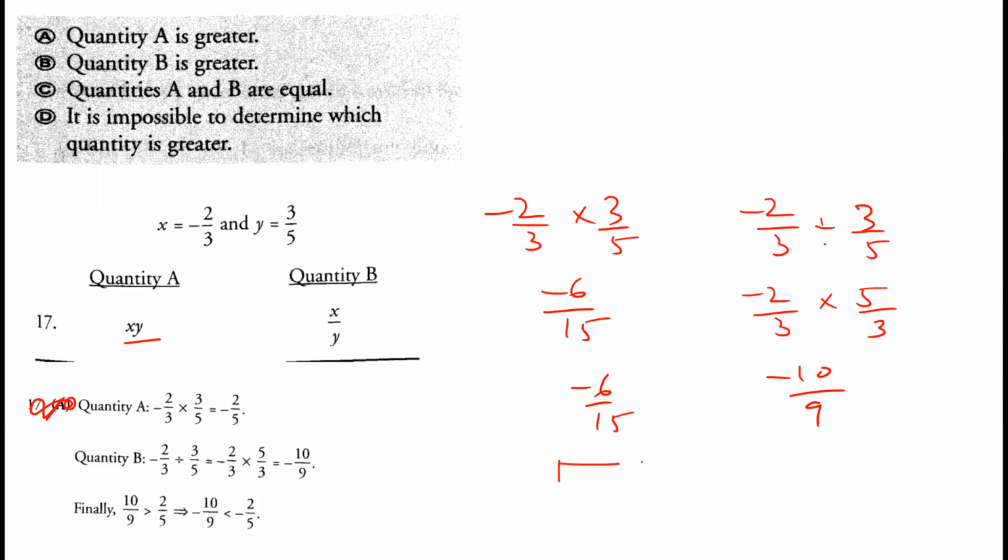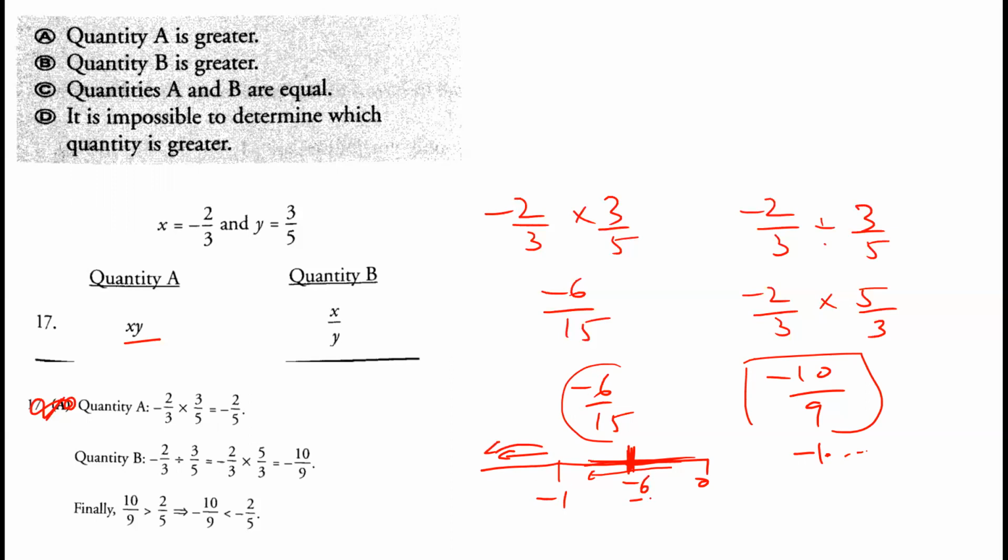Now minus 6 over 15 is a decimal number, so it lies between 0 and minus 1 on the number line. But 10 over 9 is more than 1, so minus 10 over 9 would be minus 1 point something. It's a number below minus 1. So definitely minus 6 over 15 is more than minus 10 over 9. So quantity A is greater than quantity B.